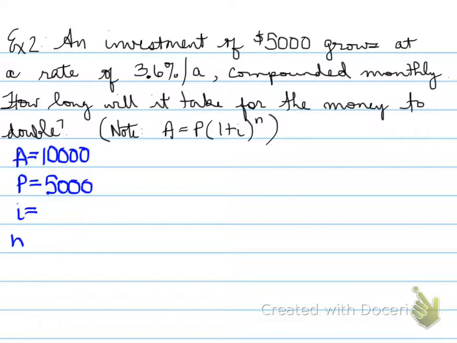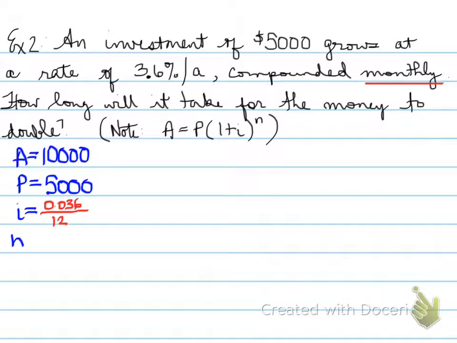i is going to be the interest rate divided by how long it's compounded for. Now notice that it's 3.6% per annum. That means per year. But it's compounded monthly. That means every month a certain amount of interest is calculated. It is not 3.6%, folks, but it is 3.6% divided by 12. So we're going to take 0.036, which is the percentage, divided by 12, 12 being how many times a year we're going to have that money invested for. So you have 0.036 divided by 12.